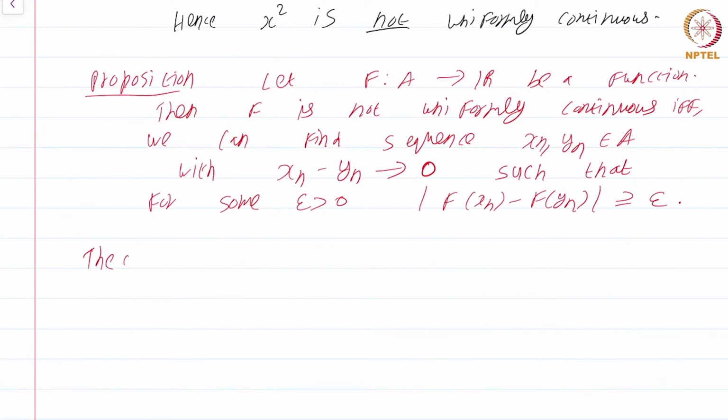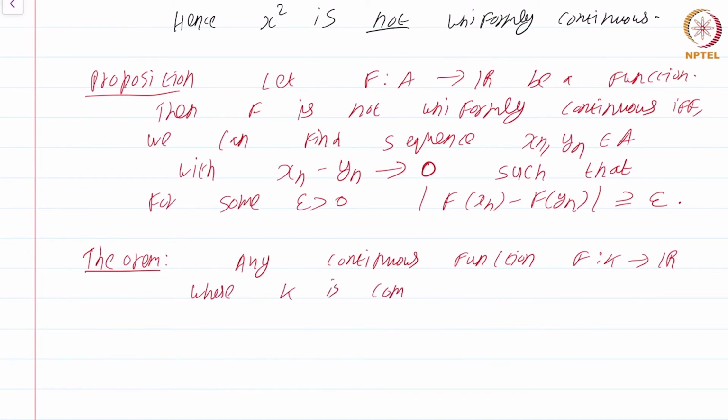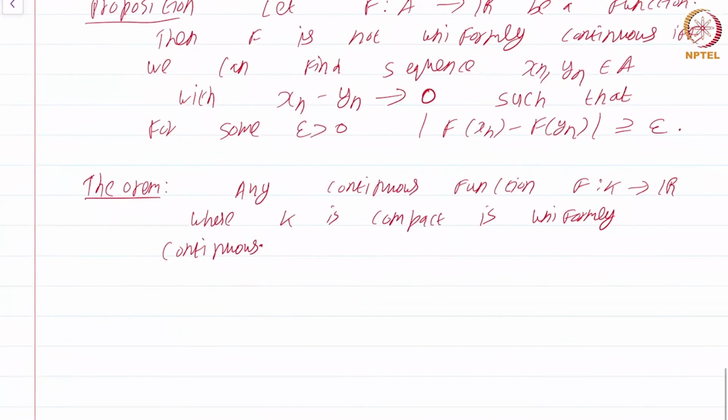Theorem. Any continuous function f from K to R where K is compact is uniformly continuous. Why? Well, we have to prove it. Now you can prove this in several ways. I am going to prove it using open covers and finite subcovers.